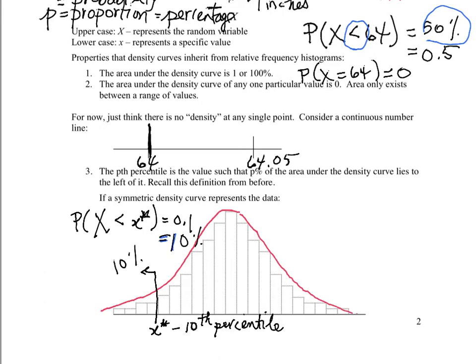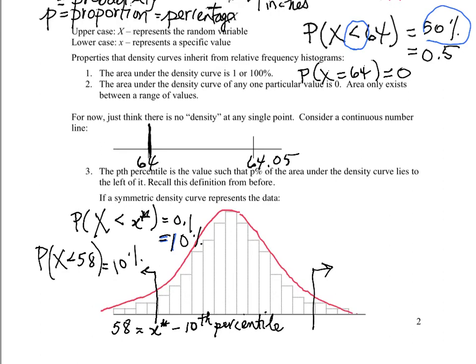So if x star was 58, for instance, okay, then 58 would be the 10th percentile. We would write P of x less than 58 is 10%. All right, so I'm just saying if this was 10%, 58, put a value on it.